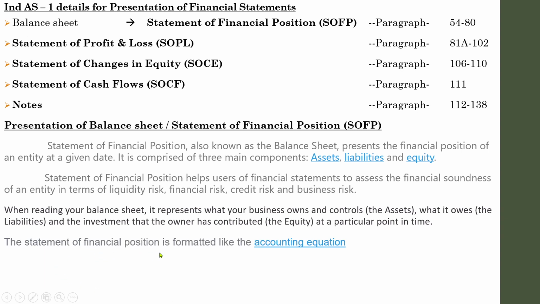The statement of financial position is formatted like the accounting equation. I believe you all know what is meant by the accounting equation. The accounting equation is assets equal to liability plus owner's equity. In the earlier classes, you might have learned the equation as assets equal to liabilities plus capital. Anyway, from now on, try to give emphasis to the term equity rather than capital. Capital and equity are synonymous, but the depth of meaning with regard to those terms is different.